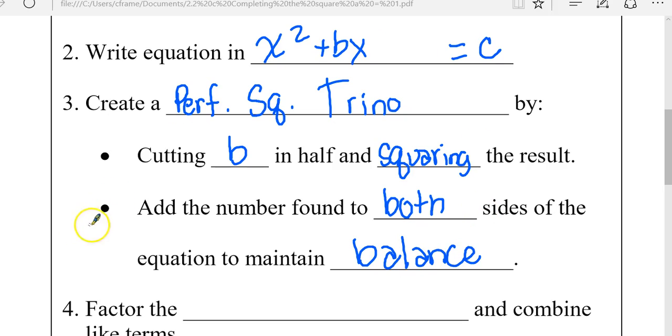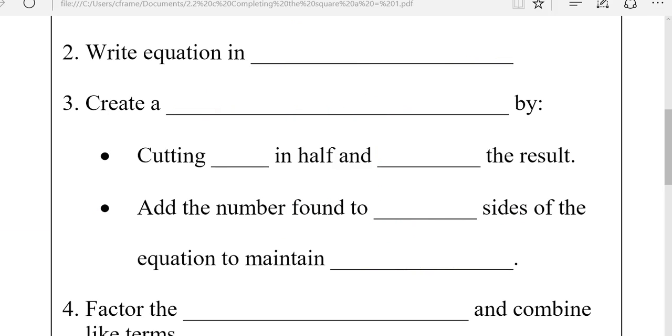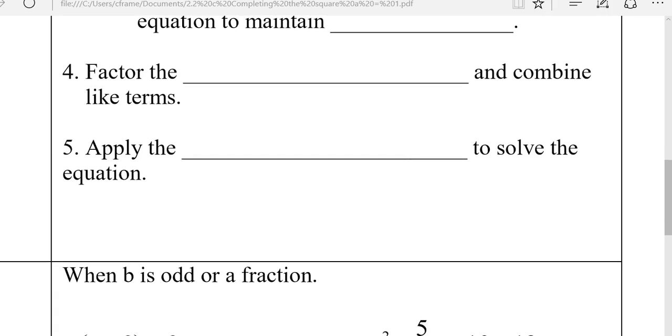Usually when people make mistakes, it's right here. They'll add the number that's found to one side and forget to add it to the other side. The next step is to factor the perfect square trinomial. I'm just going to use capital letters there, and combine like terms. This is important to remember as well. The last step is to apply the square root property to solve the equation.